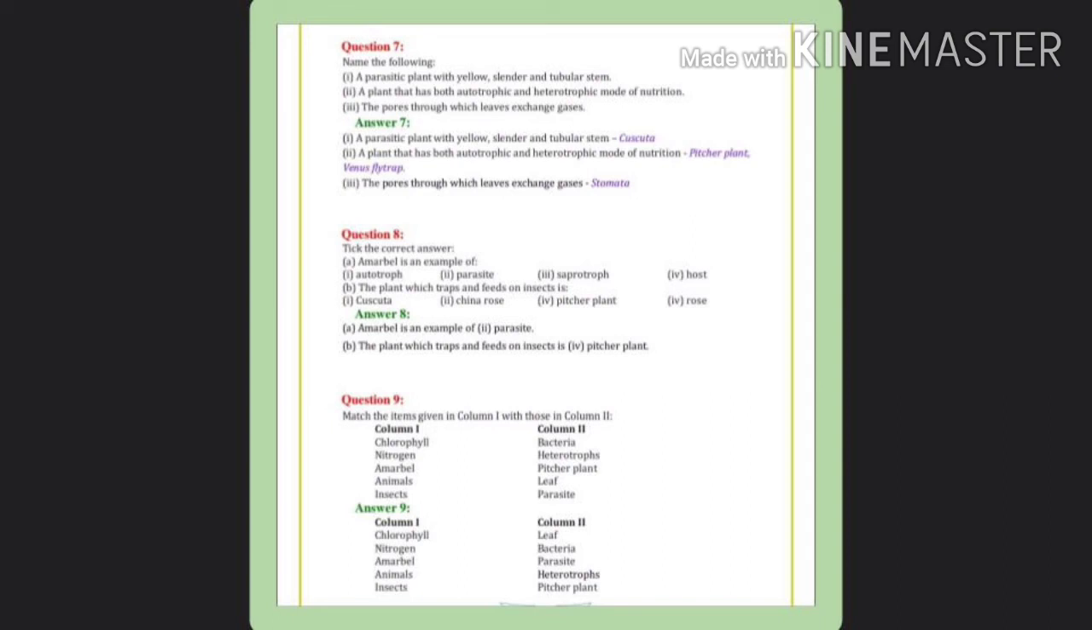Question 9. Match the items given in column 1 with those in column 2. The first one is chlorophyll. So the chlorophyll will match with leaf. Next one is nitrogen. Nitrogen will match with, yes, bacteria. Cuscuta will match with a parasite. Animals will match with heterotrophs. And insects will match with pitcher plant.